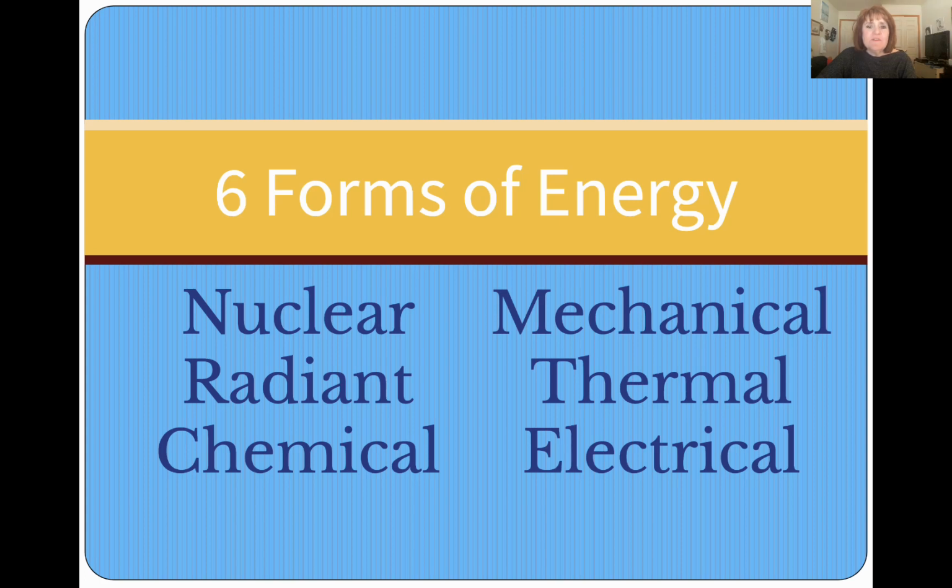This is 6 Forms of Energy 3.1b. The 6 forms of energy that we're going to cover today are nuclear, mechanical, radiant, thermal, chemical, and electrical.